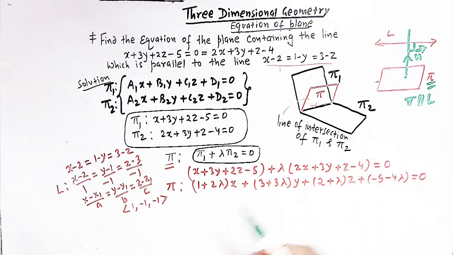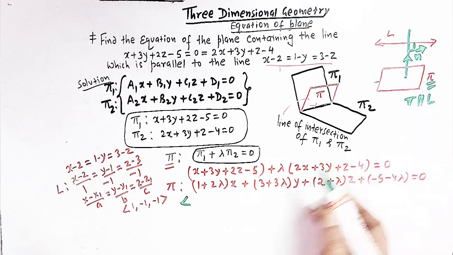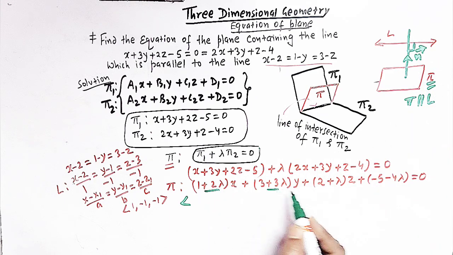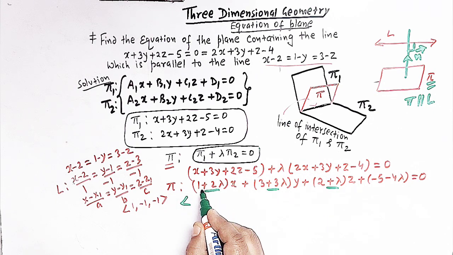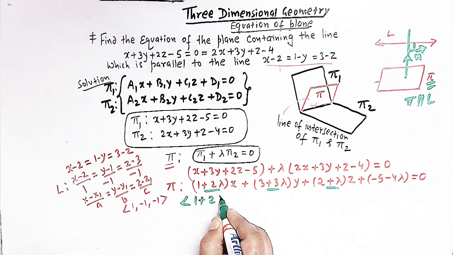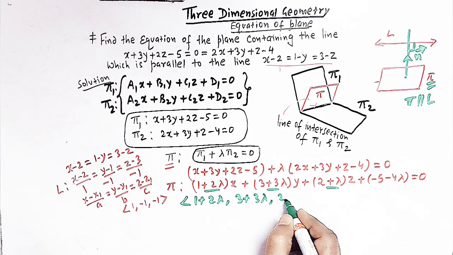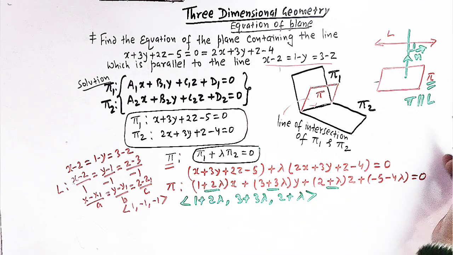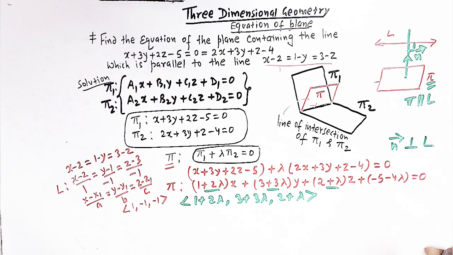Now here the direction ratios of this line L are given by 1, minus 1 and minus 1, and the direction ratios of the normal vector to this plane pi are given by the coefficients of x, y and z in the equation of this plane pi. So the direction ratios of the normal vector n are given by 1 plus 2 lambda, then 3 plus 3 lambda, and 2 plus lambda, and this normal vector n is perpendicular to the line L.